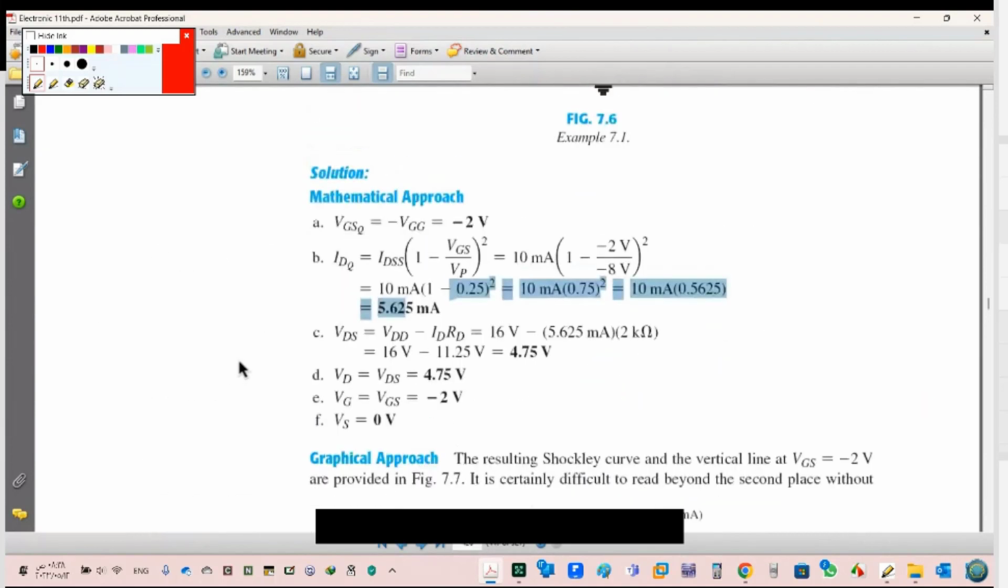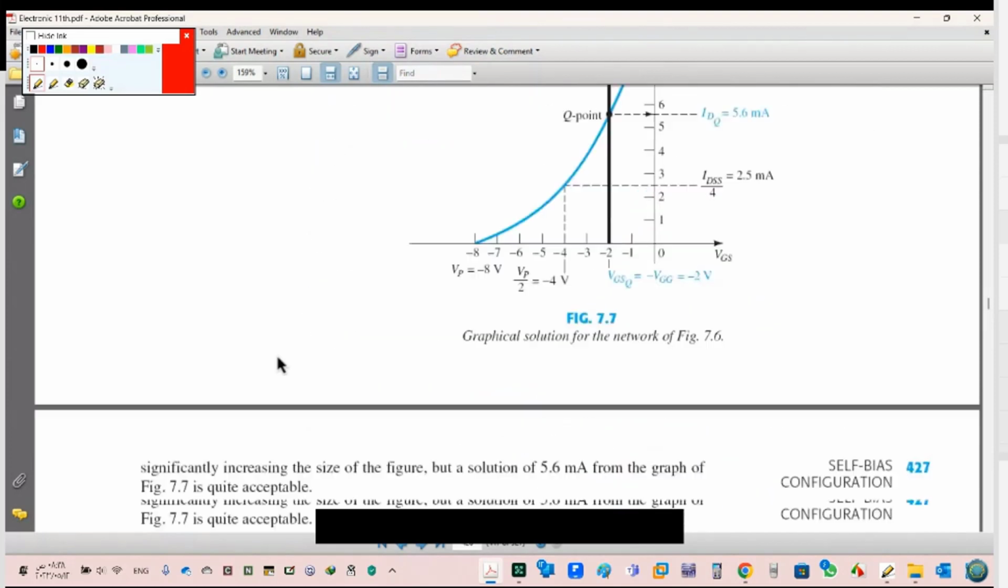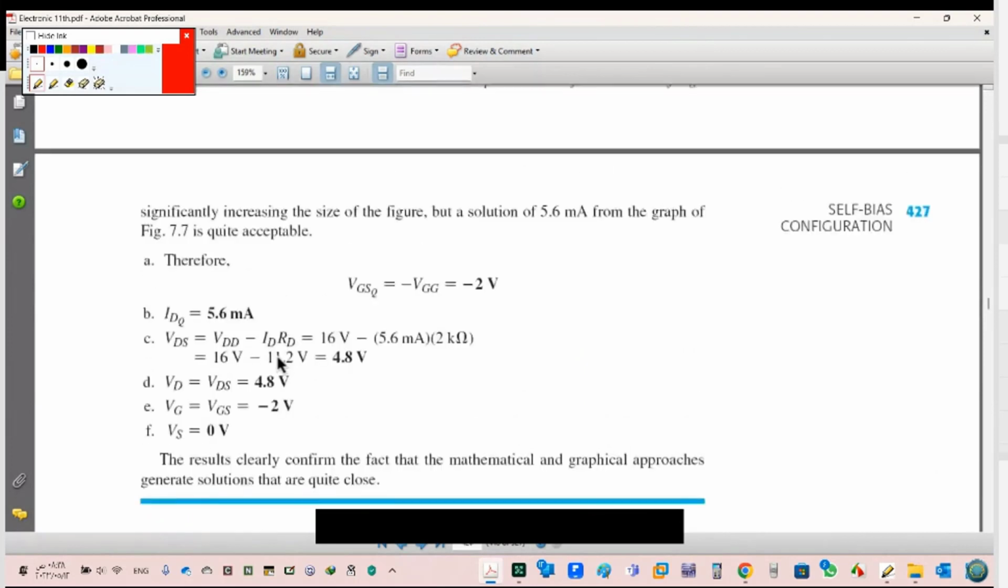So, can we use math? Yes, but I will not accept it, because math is easy here only in this case because VGS is a number. But later we see that for VGS we have a formula, so it will be hard. So we're going to use the graphical approach. Any question for the first one? Ahmed?